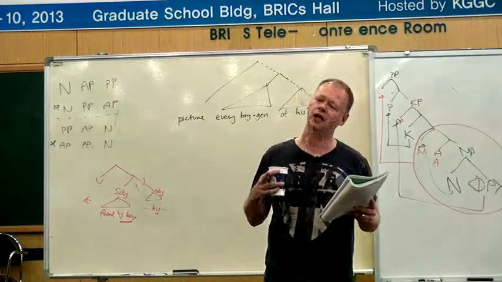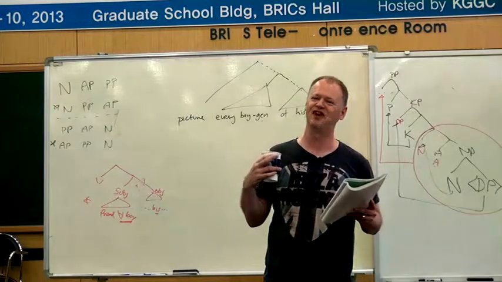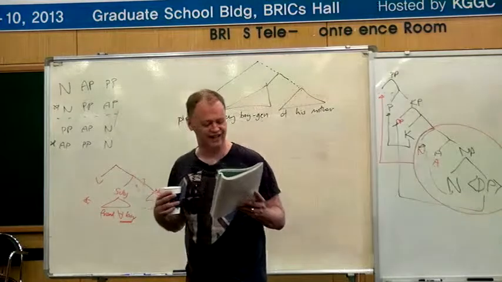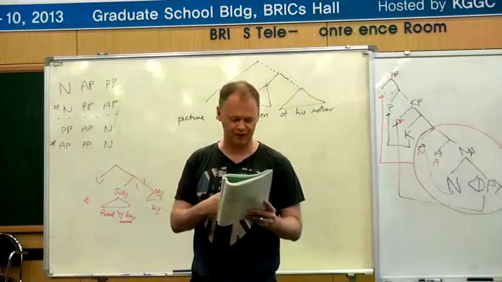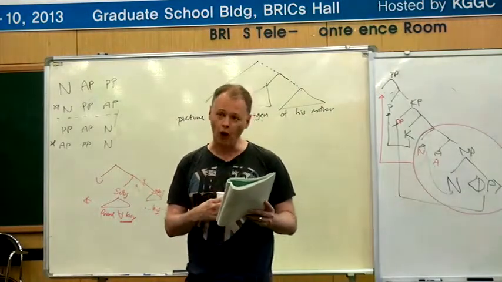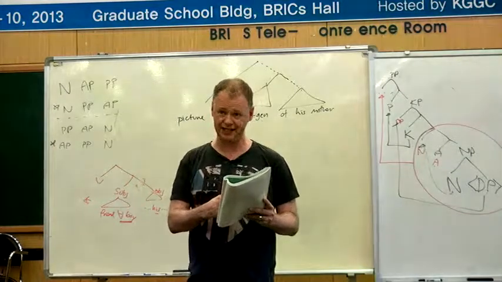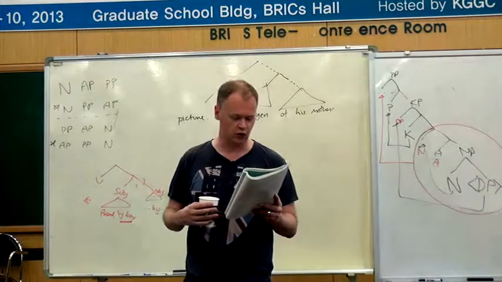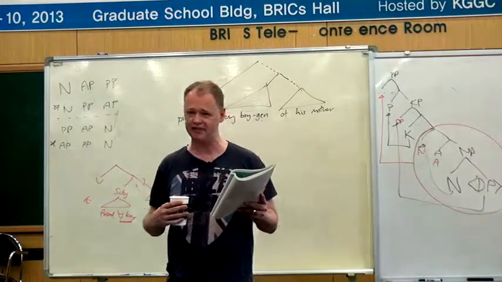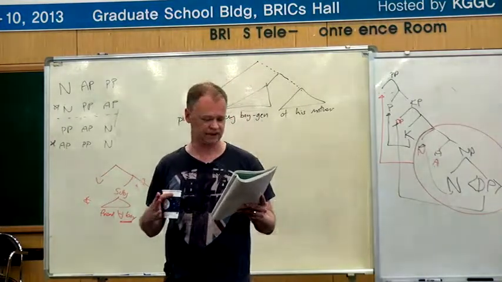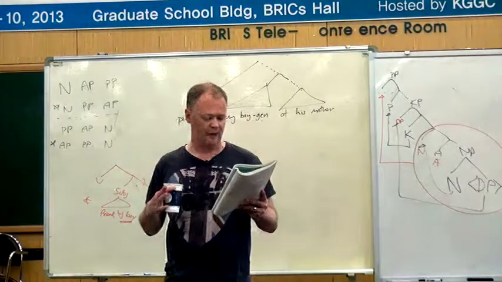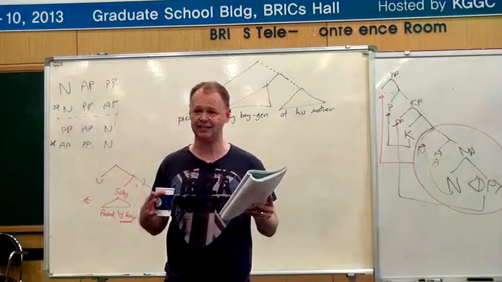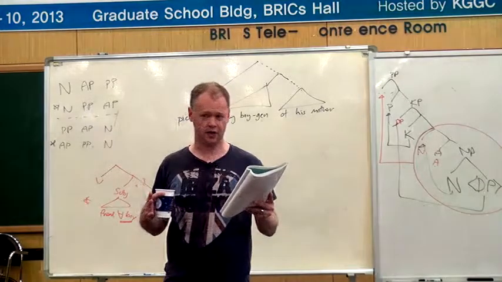Now, if you put the possessor before the representational prepositional phrase, right? Then you can get the bound reading. So the picture at every boy of his mother is fine, just like in English. But the picture at his mother of every boy, you can't get the bound reading, right?